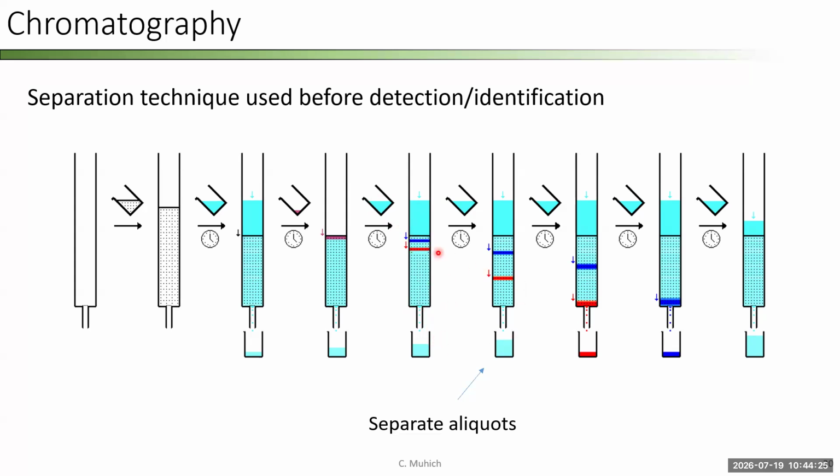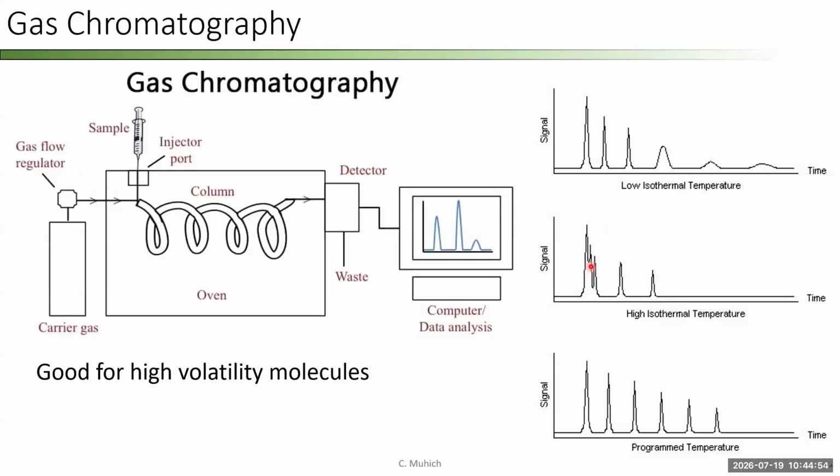Because of the difference in adsorptive preferences of the column between the two species, we get separation as the material flows down through the column. We can take aliquots and separate the red component versus the blue component. This is the idea that we're going to use in analytical techniques as well. I'm going to start with gas chromatography, and then we'll talk about other types of chromatography.